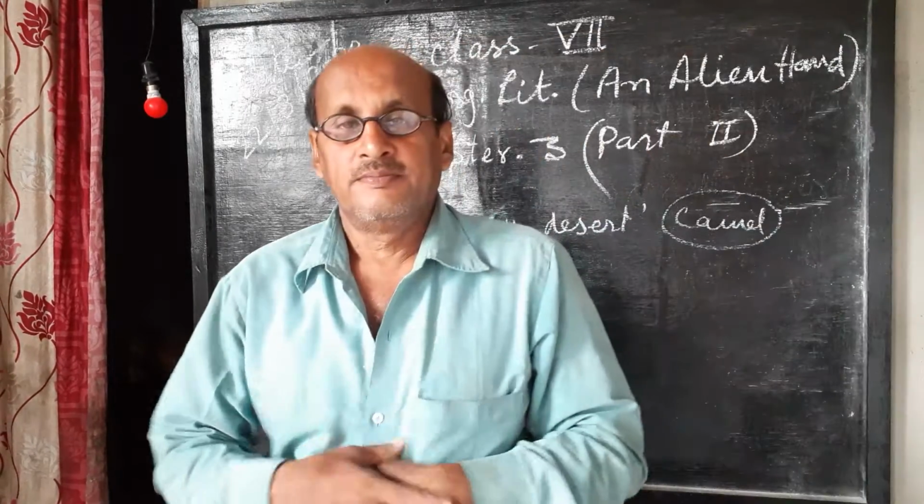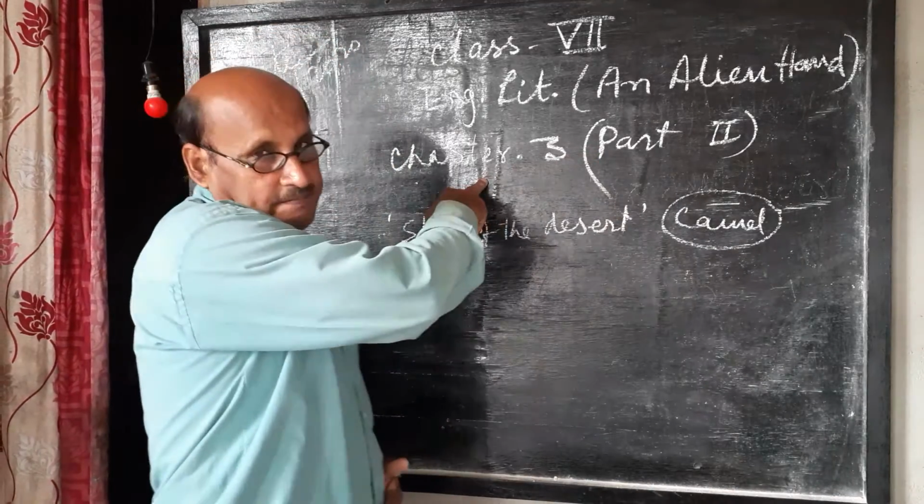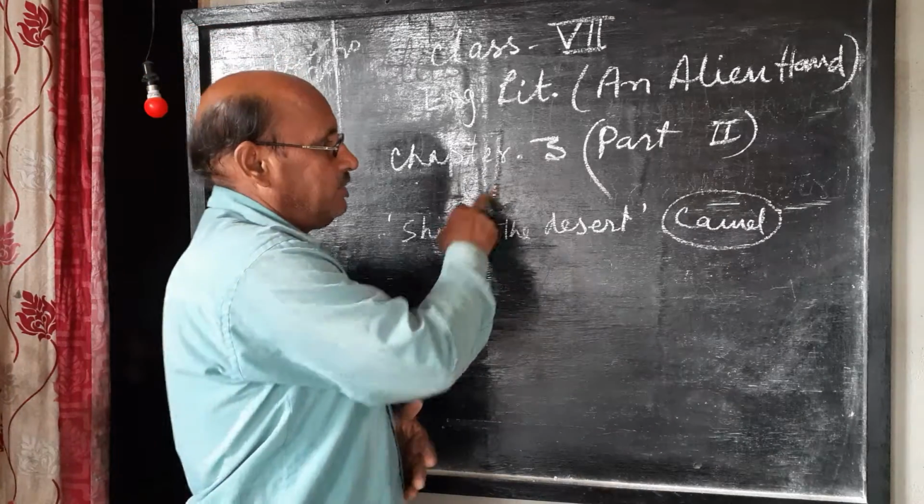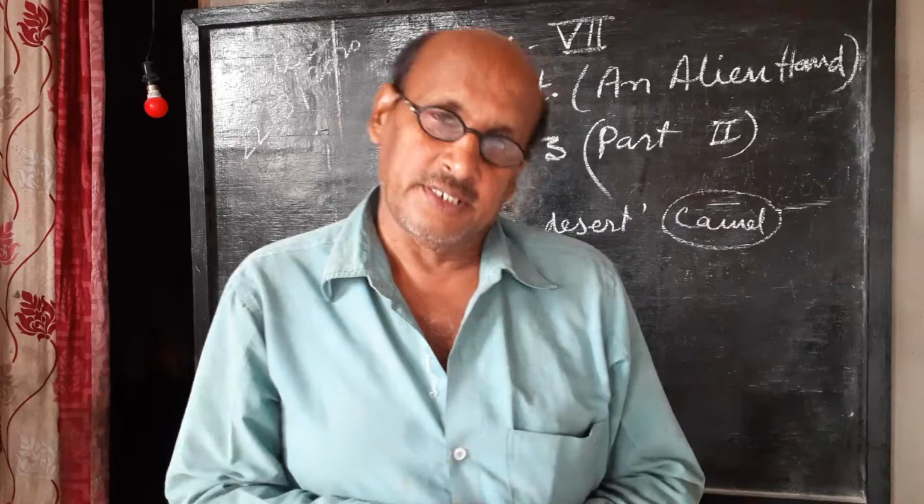Dear guys, today I am going to teach you the second part of the third chapter. The book is An Alien Hand, and the chapter is The Desert. The name of the chapter is The Desert.